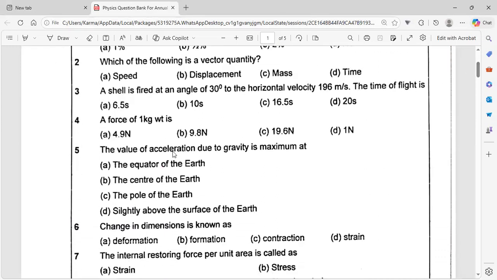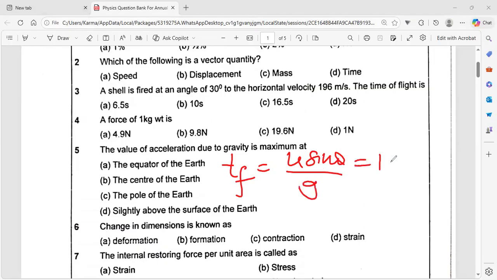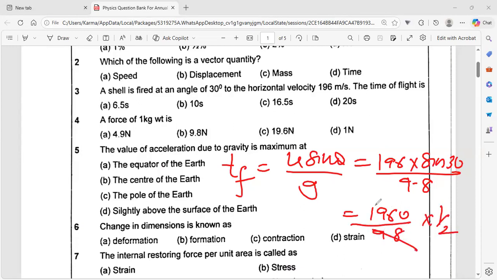A shell is fired at an angle with a velocity of 196 meters per second. The time of flight is equal to u sine theta upon g. U comes to be 196, a well-arranged number. Sine theta, sine 30, upon g, which is 9.8. 196 is always double of 9.8, so I get 1960 upon 98. Sine theta is half. 98 into 20 is 10 meters per second... 10 seconds. Time of flight.